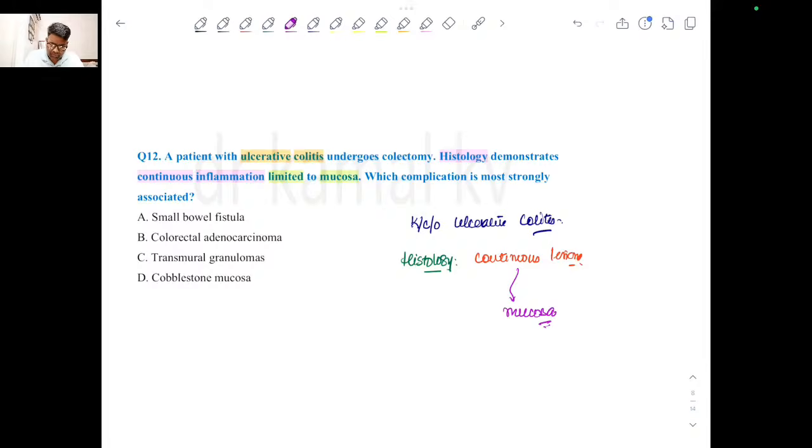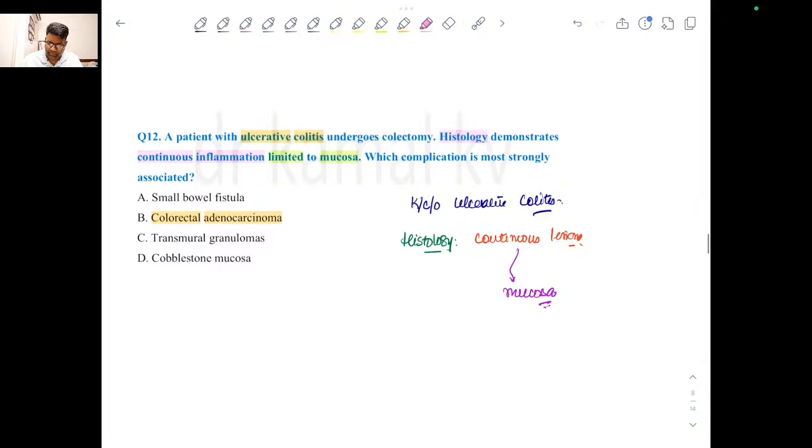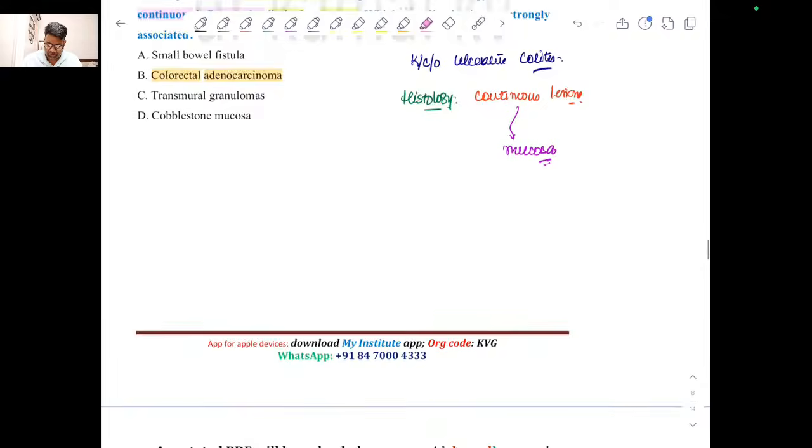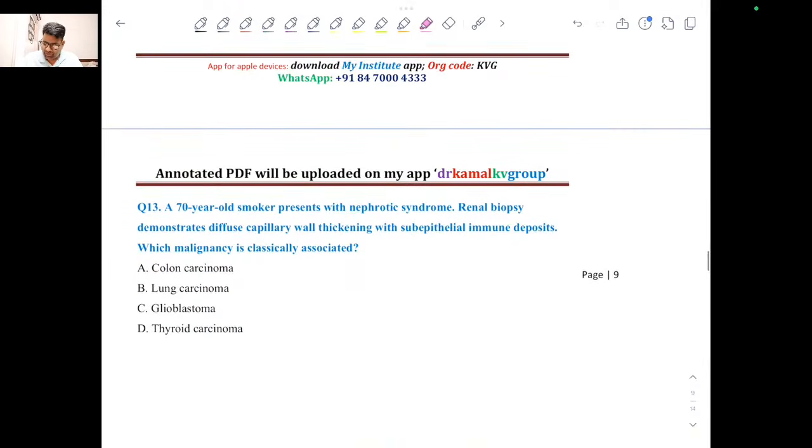Yes, very good. So, this has all chances of developing colorectal adenocarcinoma, right. So, this is the complication of ulcerative colitis. So, colorectal adenocarcinoma.